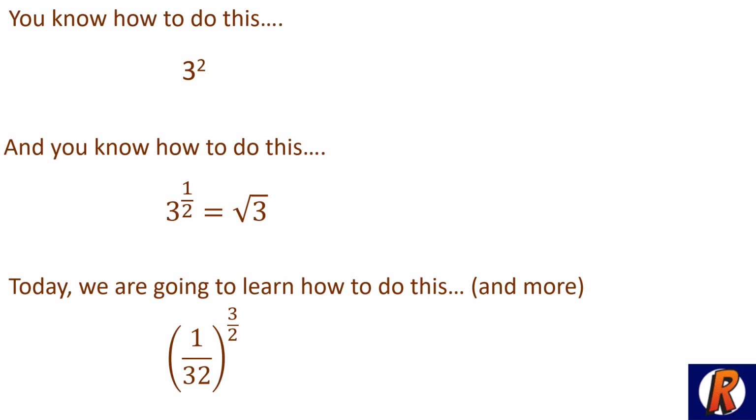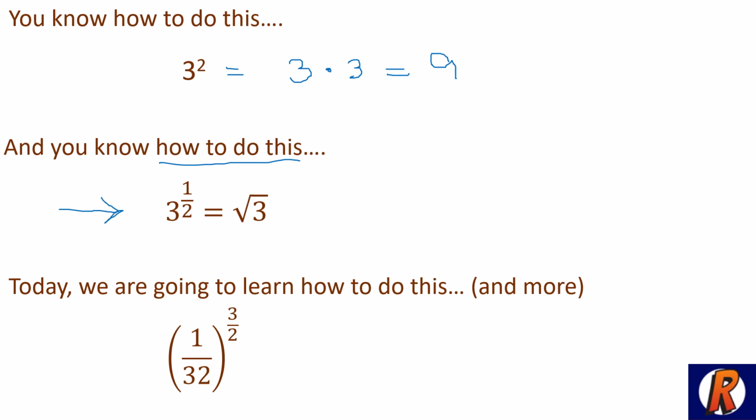All right, let's look at exponents. We know how to do this. 3 squared is equal to 3 multiplied by itself 2 times. So 3 times 3 is 9. And let's go down here. You know how to do this.